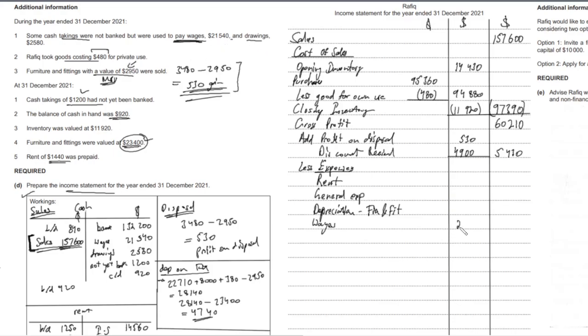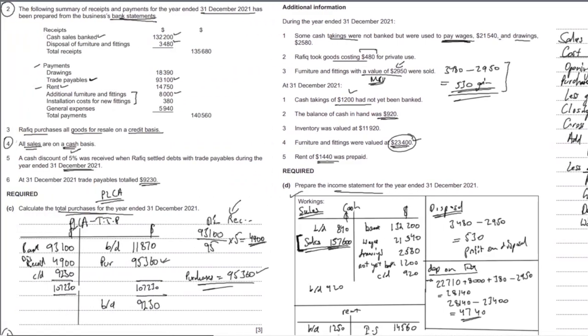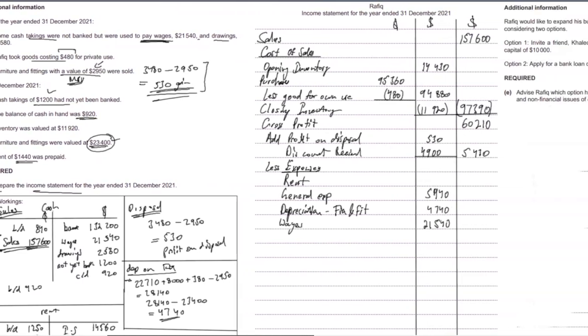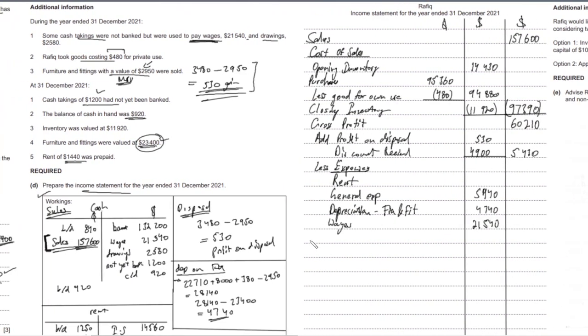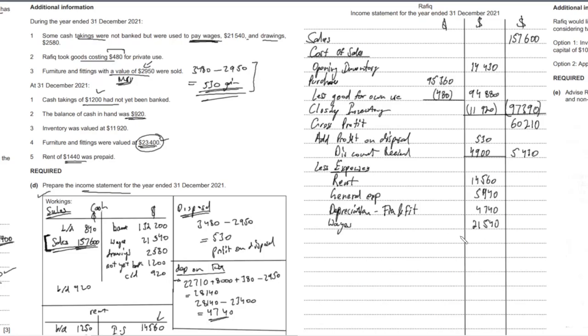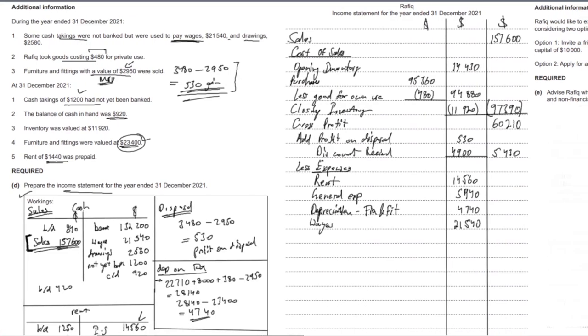Wages 21,540. We can start putting in values. For depreciation, we got 4,740. For general expenses, we have 5,940. For the rent expense, we calculated it. 14,560. If you look at the bottom of the screen, I don't know if you can actually, sorry. That part. 14,560. Fine. I think that's all the expenses we have.